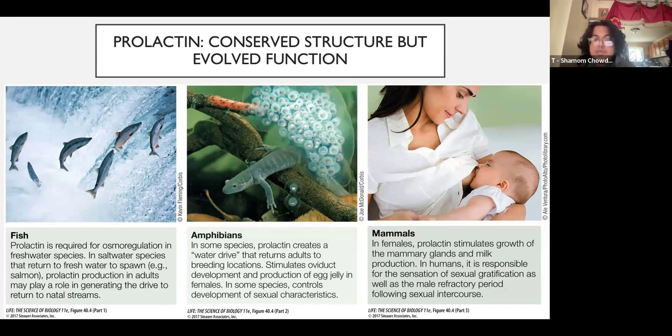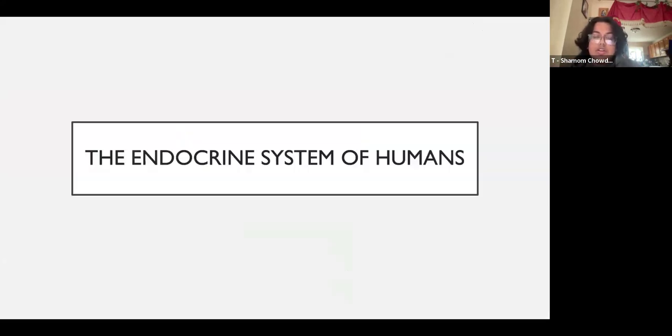The same thing happens in amphibians, where prolactin creates a water drive to help return adults to their breeding locations. It also stimulates development of the oviducts, egg jellies, etc. While in mammals, prolactin helps stimulate growth of the mammary glands and also milk production. So the same hormone and the same sensory systems in three different organisms cause three completely different functions. That's one of the major things about prolactin. It's conserved, but it evolved its functions depending on the type of organism it remained within.